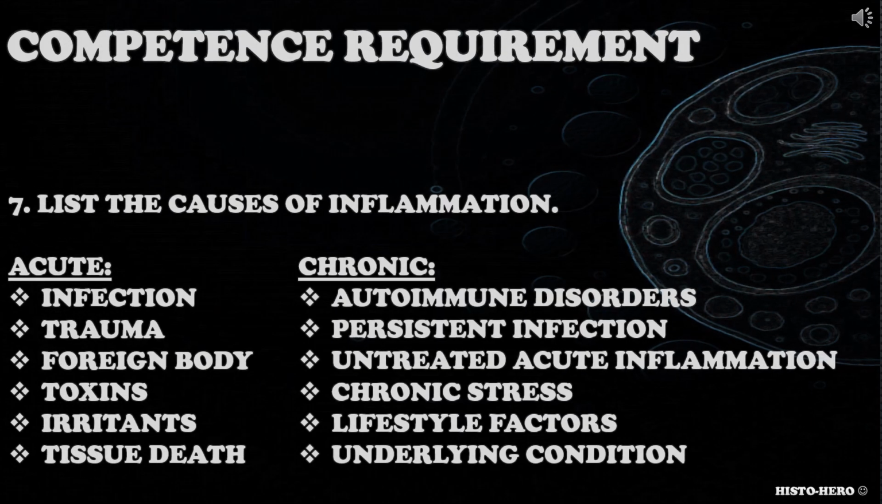The seventh competence requirement is list the causes of inflammation. Candidates should be able to list causes of inflammation. Can the candidate list causes of inflammation? Can they list causes for acute and chronic inflammation?